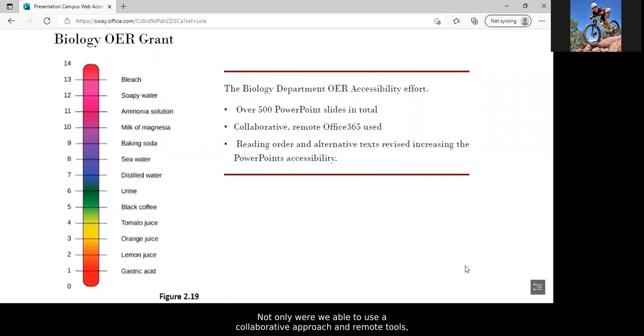Not only were we able to use a collaborative approach and remote tools, those tools were already available to staff, so this project was already in motion. They contacted the web accessibility team and were able to include us in. It demonstrated a commitment by the faculty to accessibility and inclusion.